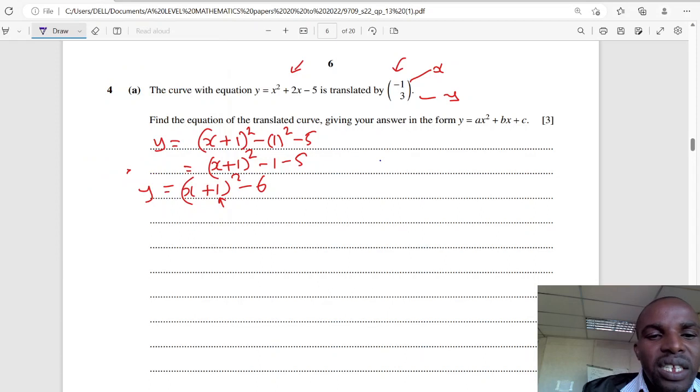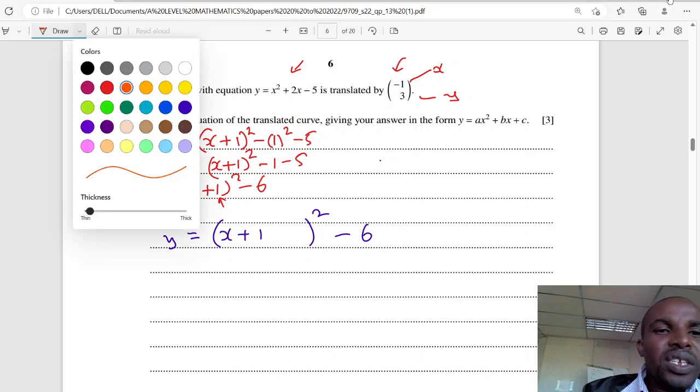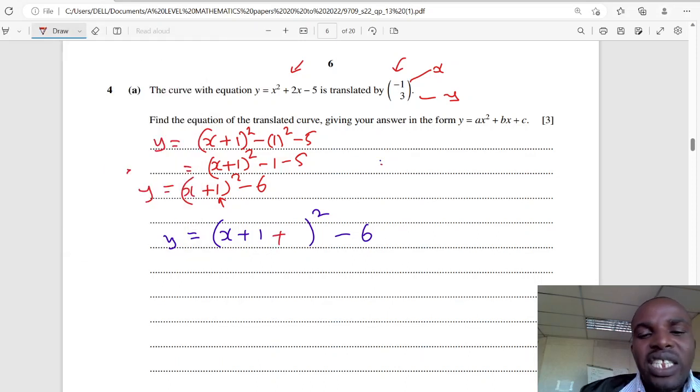So it's supposed to be like this. Your y is equals to your x plus 1. So your x will add inside, then your y will add outside here. So let me do it like this. Your x will add inside. If it's plus, it will be minus. If it's minus, it will be plus. Then minus 6. Then your y, it will add on this side, outside here. Just like that.